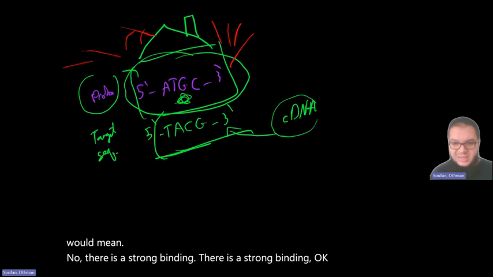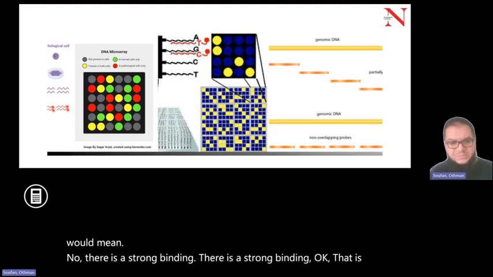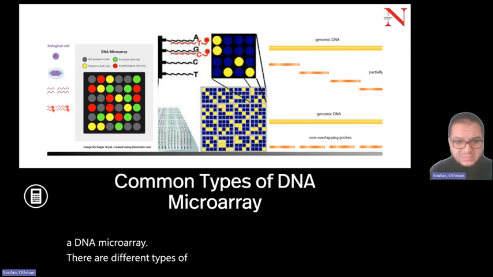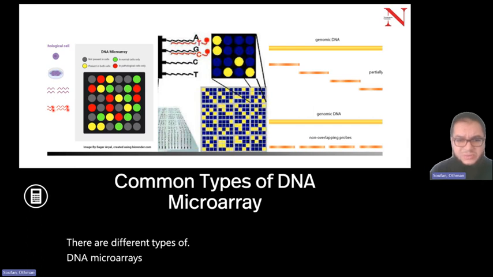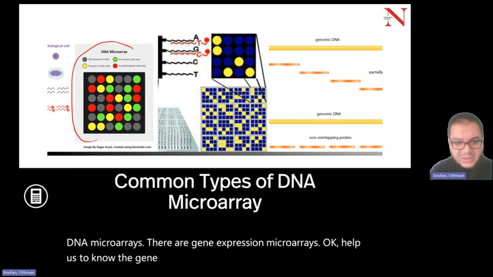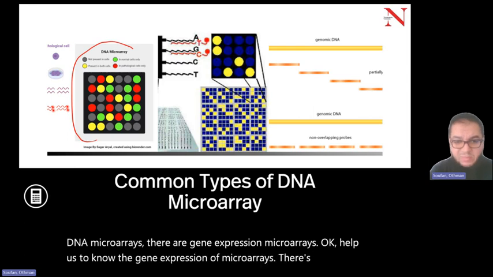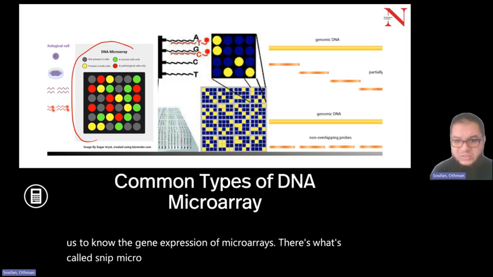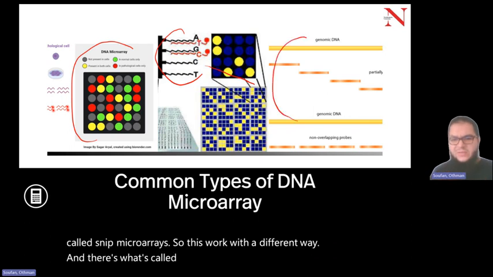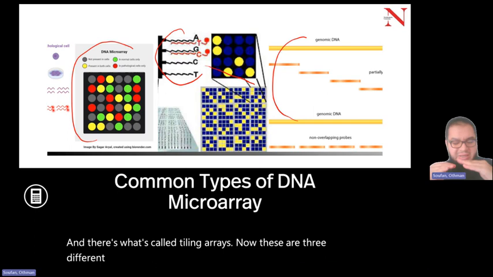That is DNA microarray. There are different types of DNA microarrays. There are gene expression microarrays, which help us know the gene expression. There are what are called SNP microarrays, which work in a different way. And there are what are called tiling arrays. Now, these are three different types.